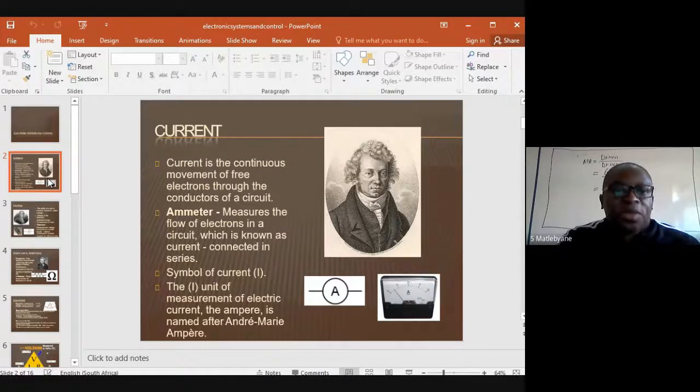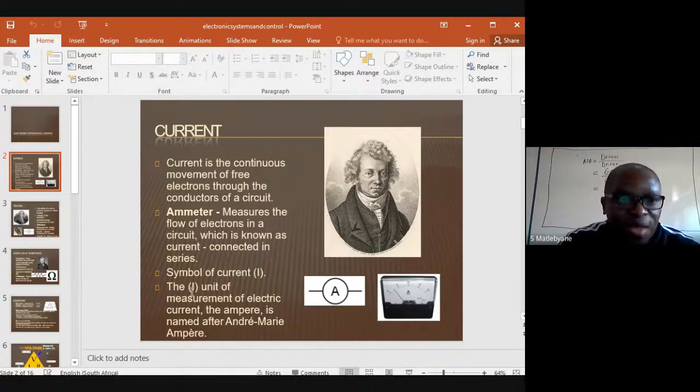And then an ammeter is just an instrument that we use to measure current within a circuit. And please take note of the following. It is always connected in series with your circuit. This is very important. I will ask it in the examination. An ammeter is an instrument that we use to measure current. It is always connected in series with your circuit, and the symbol of current is the capital letter I.